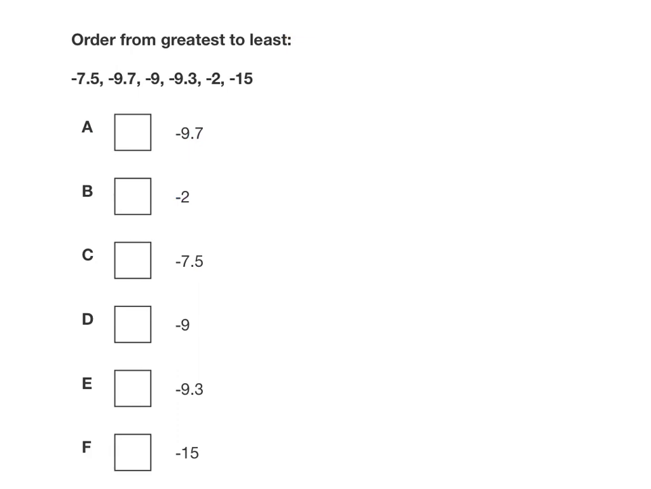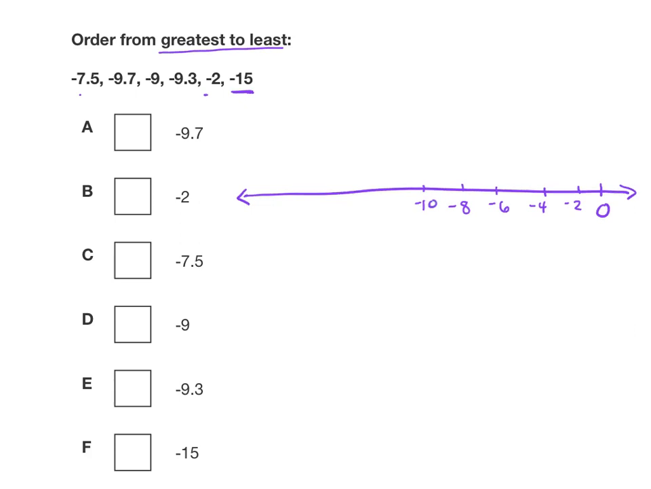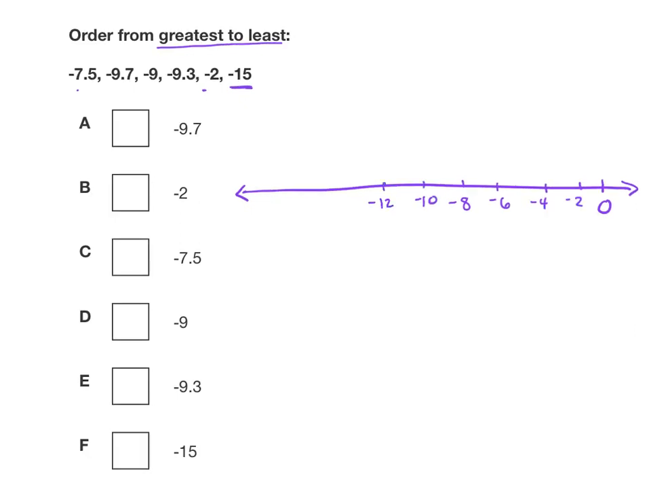Okay, this is question 5, and it says to order from greatest to least this time. So I'm going to go ahead and draw my number line. I'm going to look at my numbers. I have all negative numbers, and it spans from like a negative 15 to a negative 2. I don't want to put 15 points on there, so maybe if I count by 2s, I have negative 2, negative 4, negative 6, negative 8, negative 10, negative 12, negative 14, and negative 16.